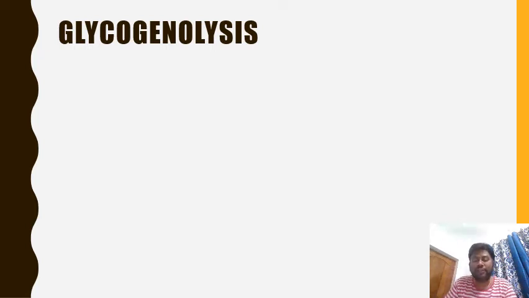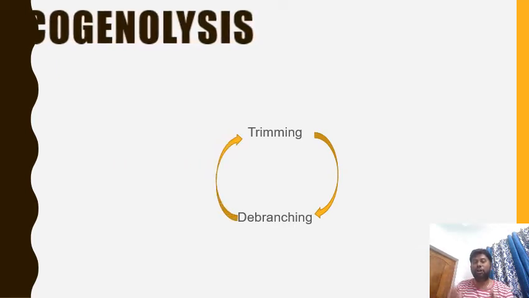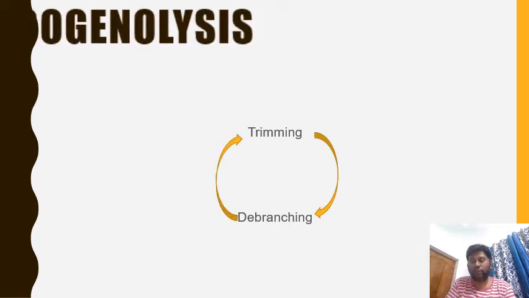What is the opposite of elongation? It is shortening or trimming. The opposite of branching is debranching. So the repeated cycles of trimming and debranching will result in the process called glycogen breakdown. Now we will see in detail how each of these reactions takes place. First, we will start with the trimming reaction.